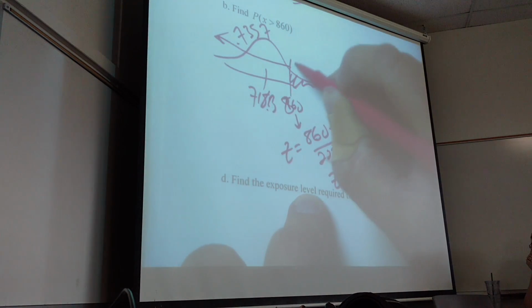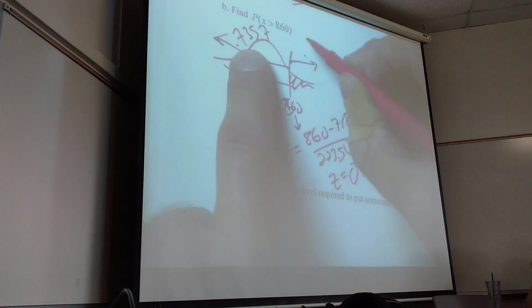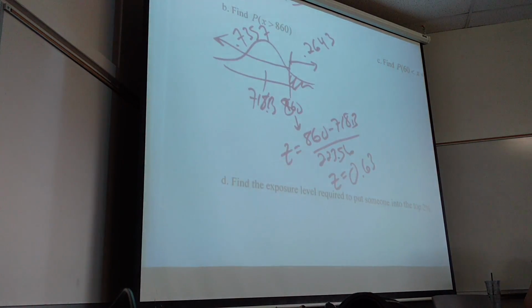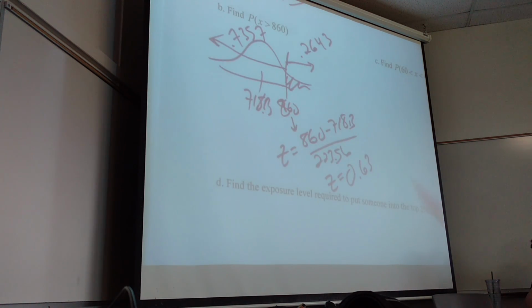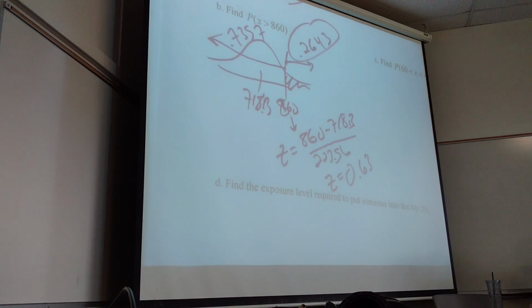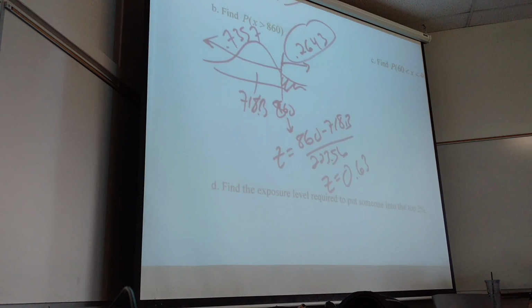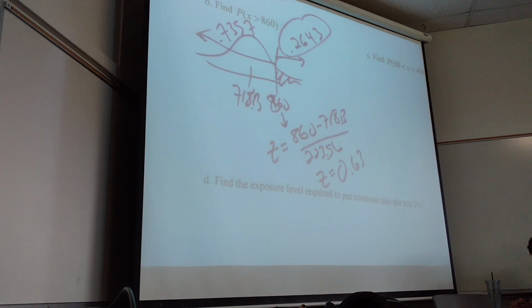So what's this area going to be? 1 minus this. So make it 0.7357, 1 minus that, 0.2643. Now some of you, I don't know if anybody's using the shortcut. You could have looked up negative 0.63 and got 0.2643 immediately because of the symmetry. If you don't have a clue what I just said, don't worry about it. It doesn't really save you that much time. It's because of symmetry.